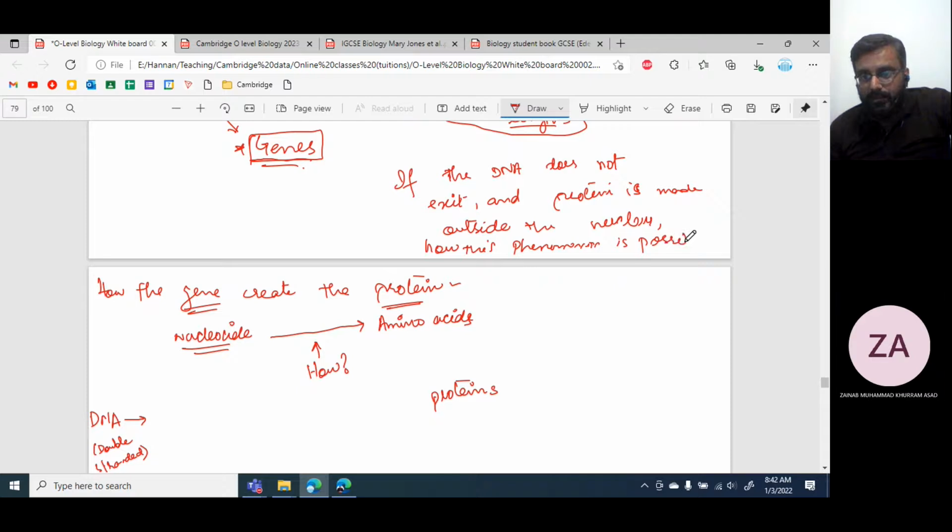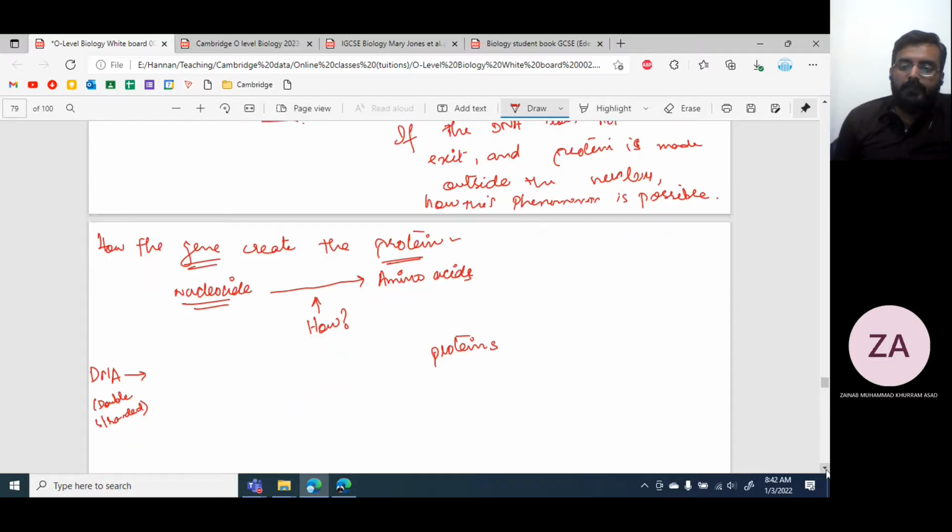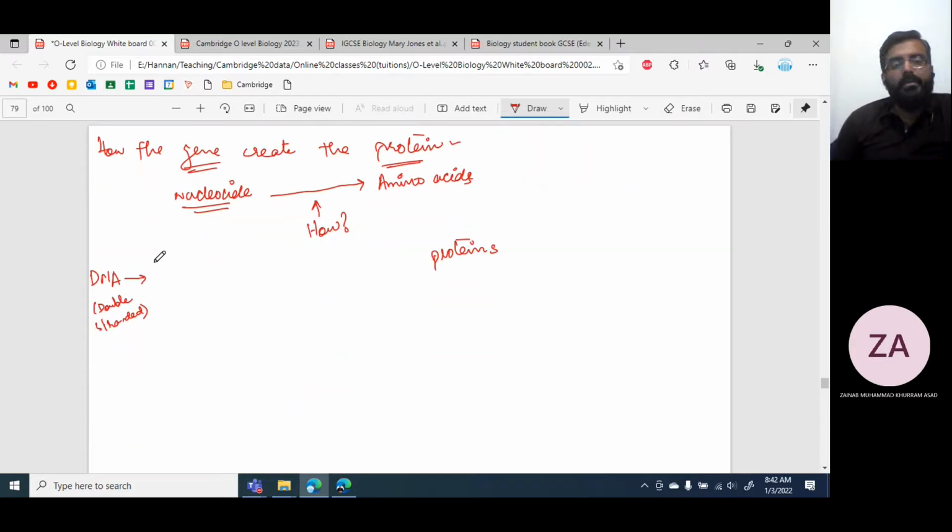Now let's make this phenomenon possible, because it is possible. The problem is not that it is impossible. The problem is how it is possible. The DNA first would be converted into a movable molecule, a molecule that would be moving and that can leave the nucleus. That molecule would be known as RNA. More specifically, that molecule will be known as messenger RNA or mRNA.